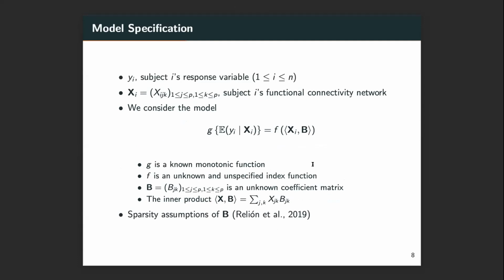There's a little bit of notation here. We say that y_i is subject i's response variable, so in our case, it's either sex or fluid intelligence. We say that x_i is subject i's estimated functional connectivity network. And we consider this model in which g is a known monotonic function, f is an unknown, unspecified index function, and B here is an unknown coefficient matrix. So we're modeling this linear combination of the elements of B to predict y. And we're going to incorporate two types of sparsity in the coefficient matrix B.